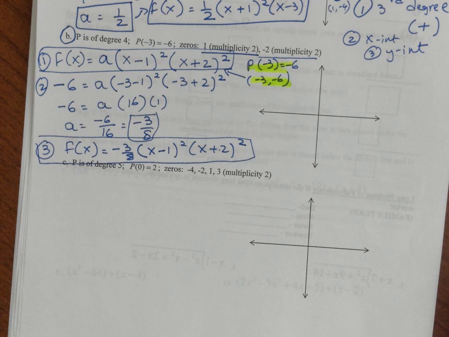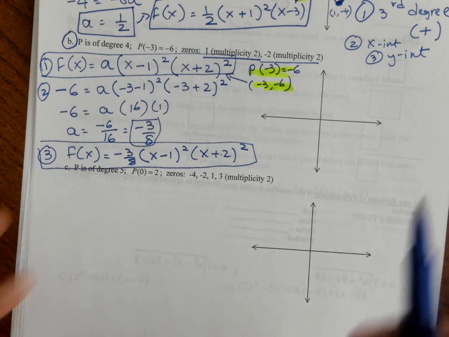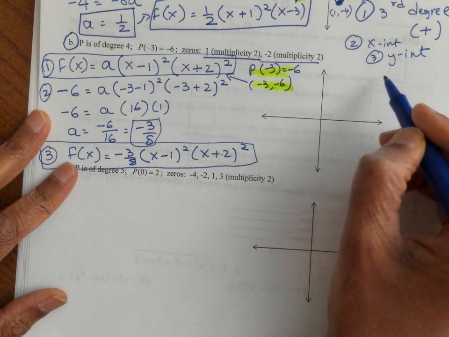Does that make sense now? Yeah. Okay. Awesome. And then I write the polynomial. Now we all have enough information to plot. The only thing you have to do is find the y-intercept.